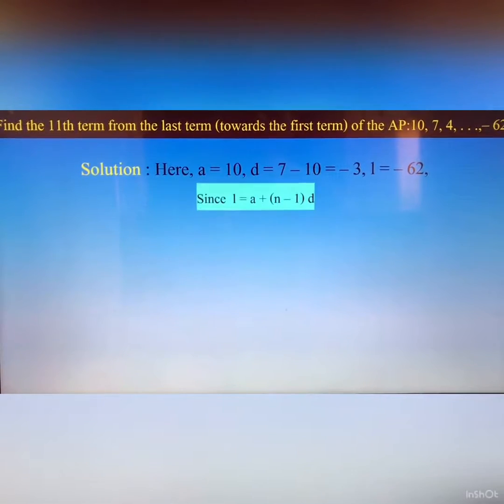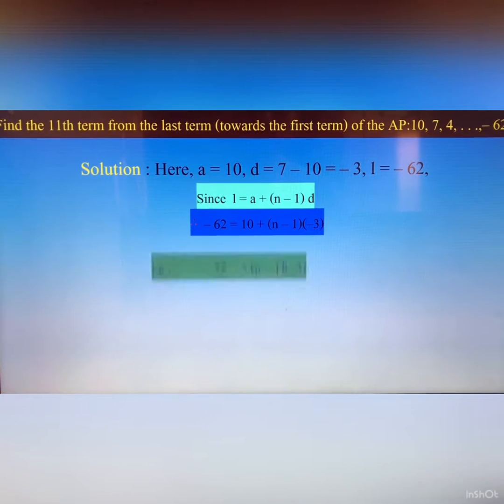And the last term, that is l, is given as minus 62. We know that if the last term is given, then l equal to a plus (n minus 1) into d. So this is the formula if the last term is given. We will put all the values: l equal to minus 62 and a is 10. n is required. How many terms does this AP contain? So it is (n minus 1), and d is minus 3.